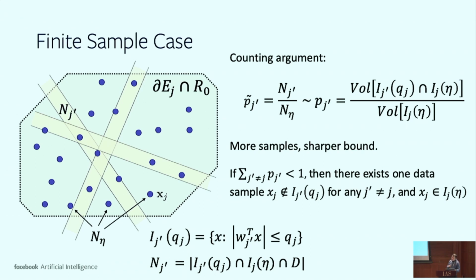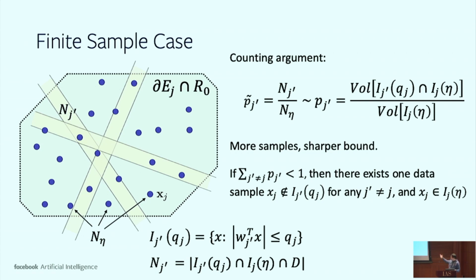If you compute this ratio between nj prime, which is the number of data points within each of the small regions, divided by the total number of points that are close to the partial j, then this number is proportional in expectation to the ratio of these two volumes. And if you have more samples, this will have a sharper bound. And if the summation of all the probability distribution p is smaller than 0, there exists one data sample for which this will happen.